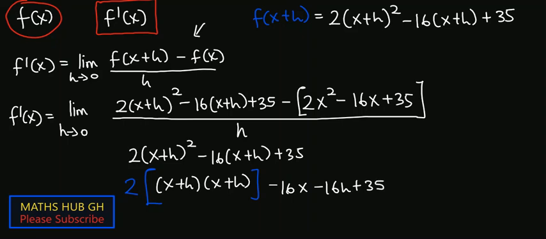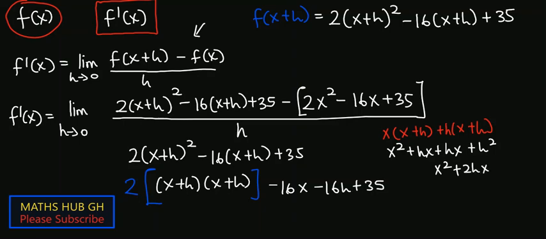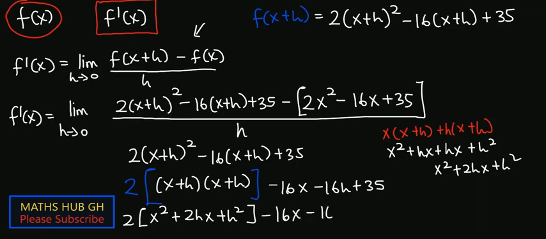Now let's focus on what we have in the square bracket. We are going to have x plus h multiplying x plus h. Let's do the multiplication. You're going to have x squared plus hx plus hx plus h squared. At the end you're going to have x squared plus 2hx plus h squared. So let's bring that here. We're going to have 2 multiplying x squared plus 2hx plus h squared, minus 16x minus 16h plus 35.